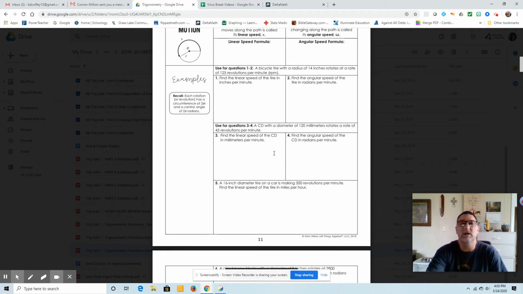All right, question 3 and 4. It says a CD with a diameter of 120 millimeters rotates at a rate of 45 revolutions per minute. So first thing we want to do is identify the things that we know. They tell us it has 120 millimeters diameter. We don't care about diameter, we want to know radius. So this has a radius of 60 millimeters, and it's moving at 45 revolutions per minute.